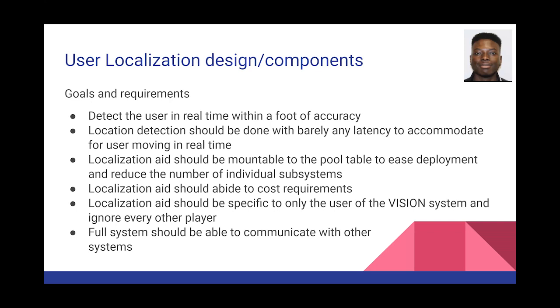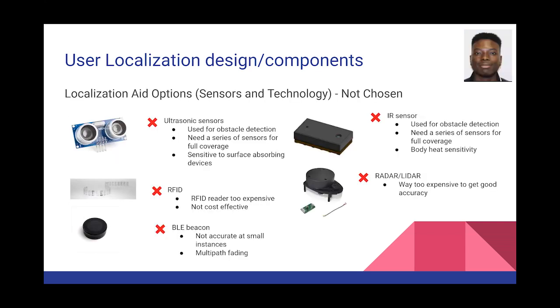It should be able to localize only the user of the vision system and no other pool table player on the table, and it should be able to communicate with every other subsystem involved. So just a few things that we thought about when researching for different sensors and technology that can be useful. Just to gloss over a lot of these and combining a few within one umbrella.